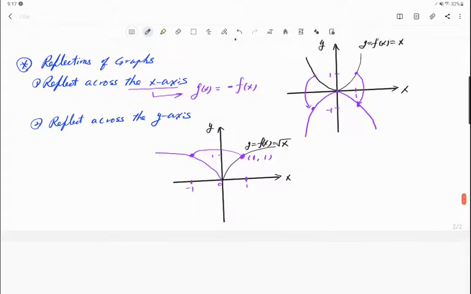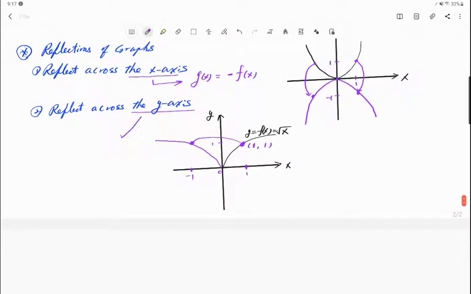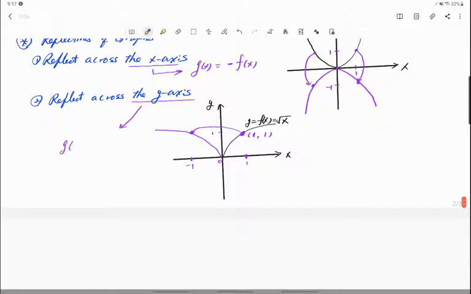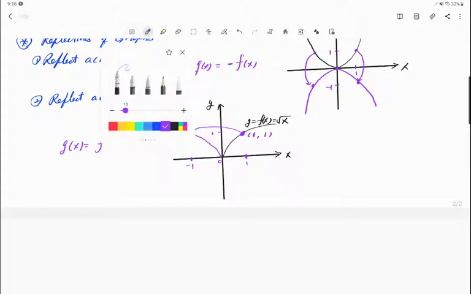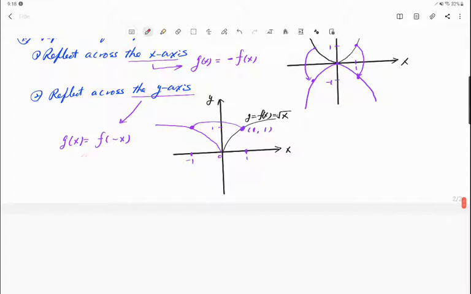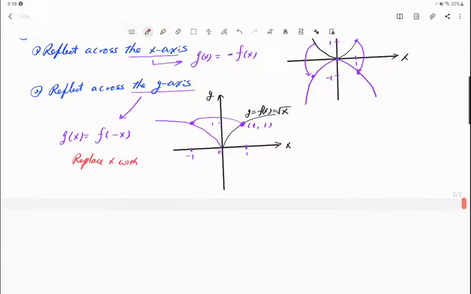So when we reflect across the y-axis, then the new function will be negating, making the opposite of the input value, negative x. So what you have to do is replace x with what? Negative x. Okay, so this is really important. This means replace x with what? Negative x. That is how we reflect a graph of a function across the y-axis.